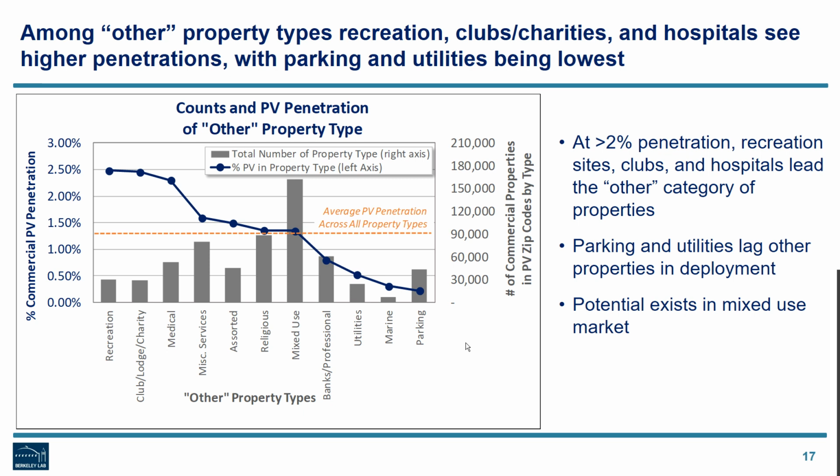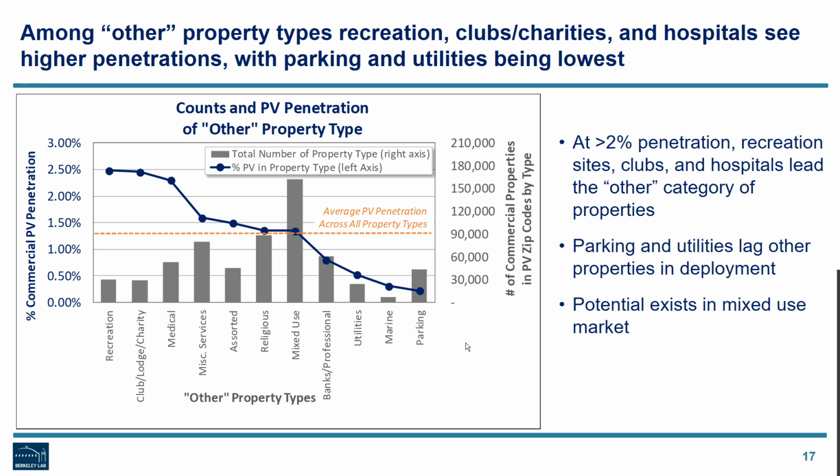Parking facilities, which are off to the far right, have very low penetrations. And we wondered about this because we know there are opportunities for canopy installations on those properties, but there also is relatively low electricity use for a parking facility, and therefore maybe less of an interest in trying to offset that through what might be a complicated installation.